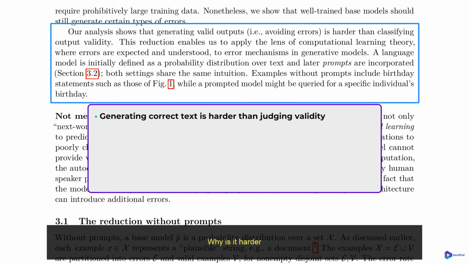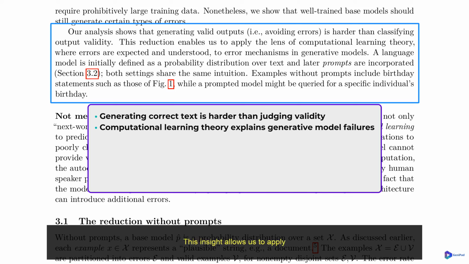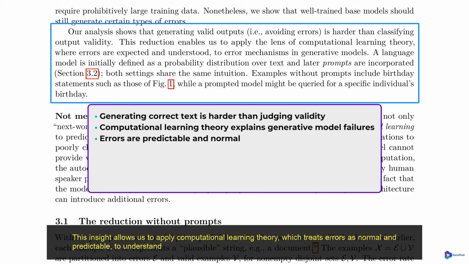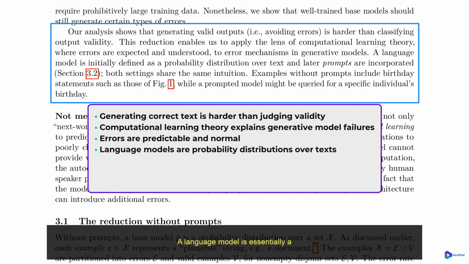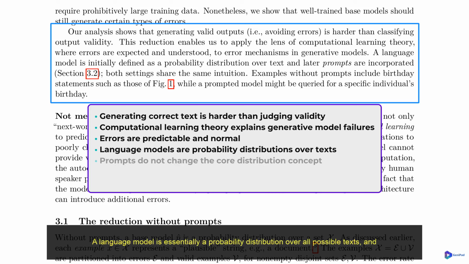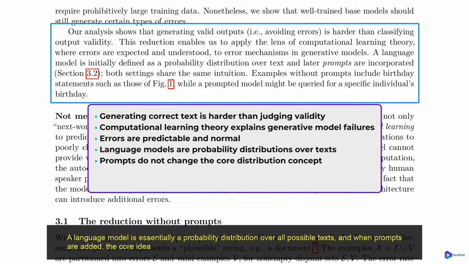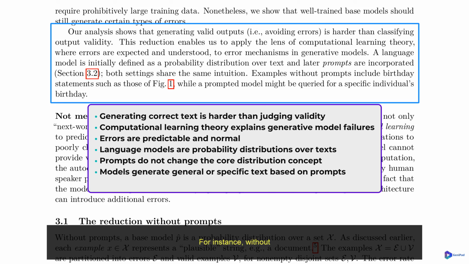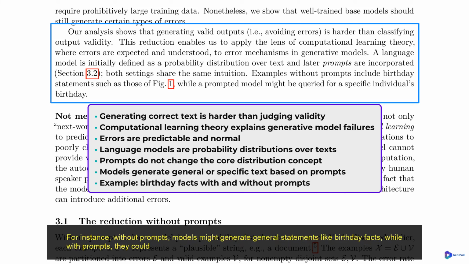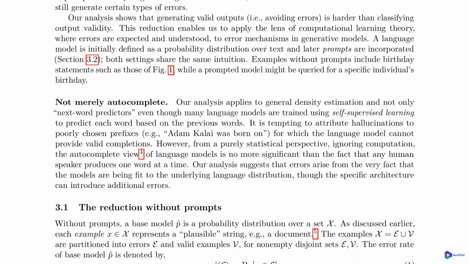Why is it harder for a model to generate correct text than to simply judge if text is valid? This insight allows us to apply computational learning theory, which treats errors as normal and predictable, to understand why generative models like language models fail. A language model is essentially a probability distribution over all possible texts, and when prompts are added, the core idea remains the same. For instance, without prompts, models might generate general statements like birthday facts, while with prompts, they could be asked for a specific person's birthday, as shown in the figure.